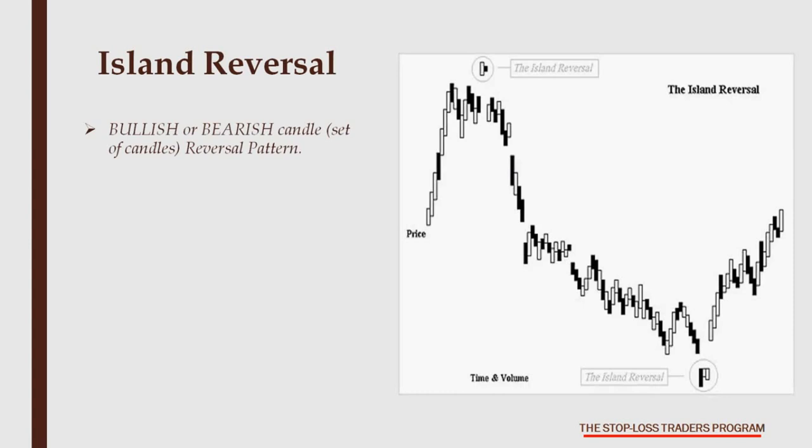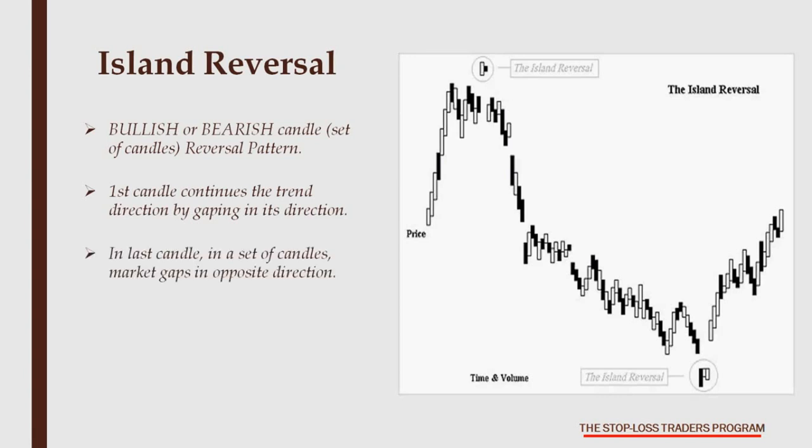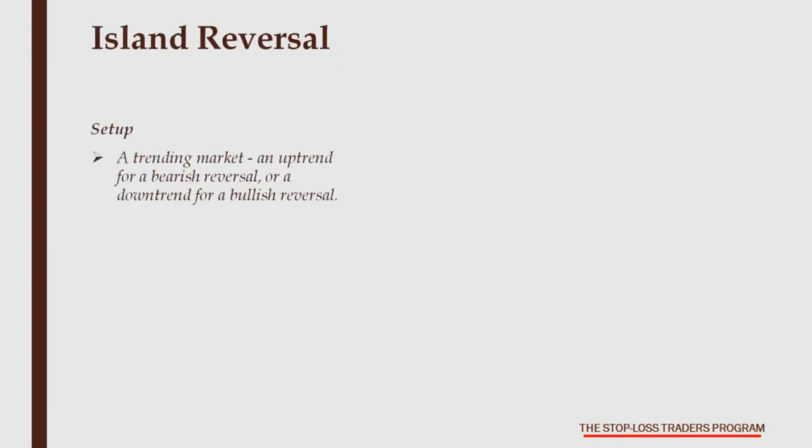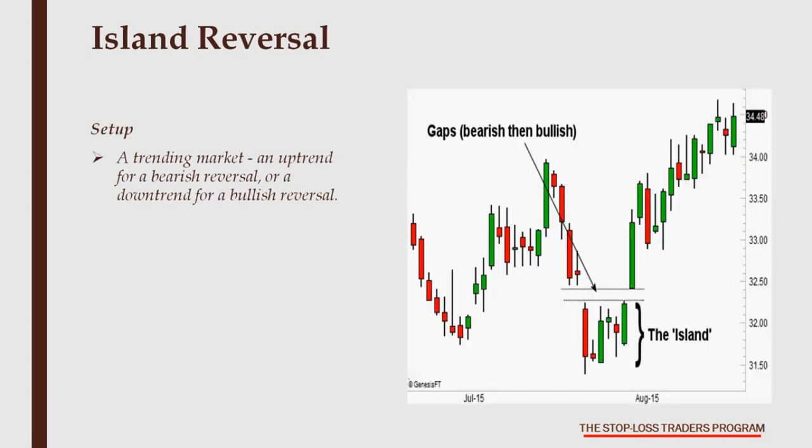Can you see in this picture how the price is gapping up? Yeah, so price gaps up and price gaps down. First candle continues the trend direction by gapping in its direction. In the last candle, after a series of candles, the market gaps down in the opposite direction. And that is how it is going to form in a trending market. And at all times this should be the Western style of gap, friends. Wicks should not be touching the other candles' wicks.